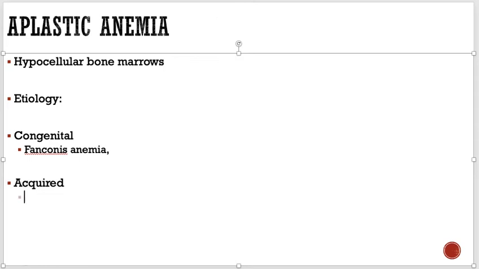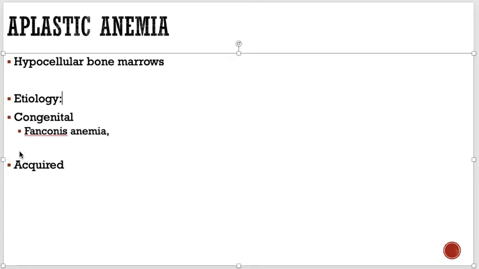Acquired causes of aplastic anemia are many, for example idiopathic, where we don't know anything about the cause. Certain drugs, for example, what type of drugs? I already told you, chemotherapeutic drugs. When someone is getting treatment for cancers, they are at risk of getting this.